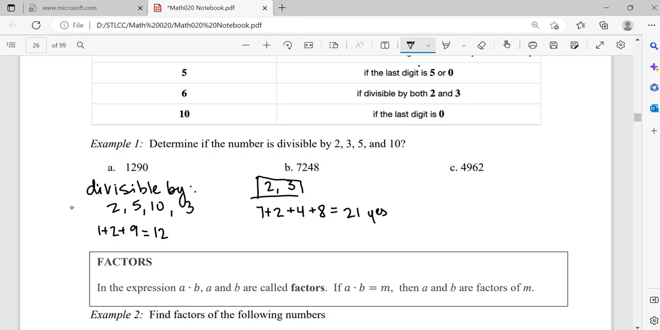Okay. And then part C, go through the same process. Now the last digit is 2. It's an even number, so it's divisible by 2. In order for me to check divisibility by 3, I have to add the digits. 4 plus 9 plus 6 plus 2. So I have 10 and I have 11, so it's 21. So it's divisible by 3. And then again, I can't do 5 or 10 because the last digit is 2 and it's not 0 or 5. Those are my benchmarks for 5 and 10. So just 2 and 3.